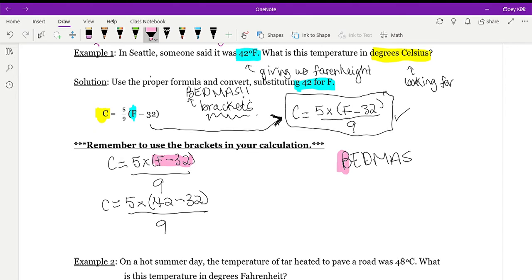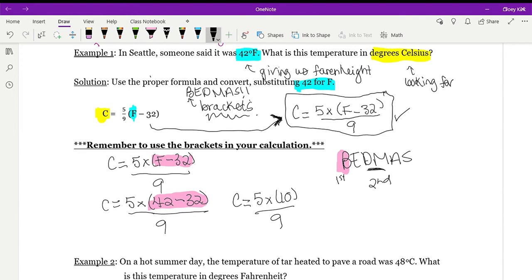So again, this right here is the part we need to do first. And then after that, we can do the multiplication and the division. So first, and then this part we can do second. All right, so 42 minus 32 is 10. So degrees Celsius is equal to 5 times 10 divided by 9.